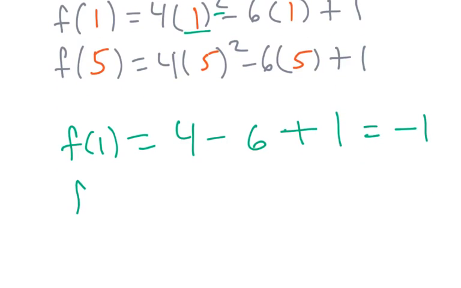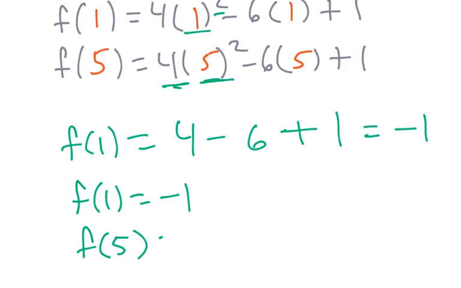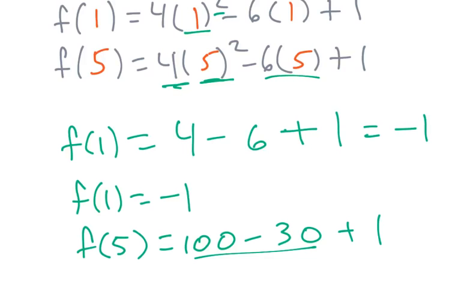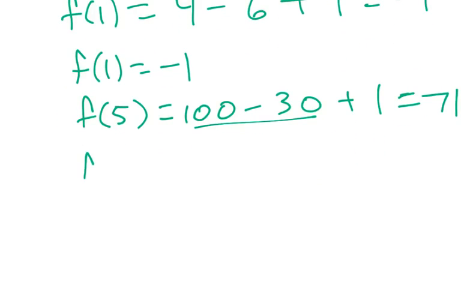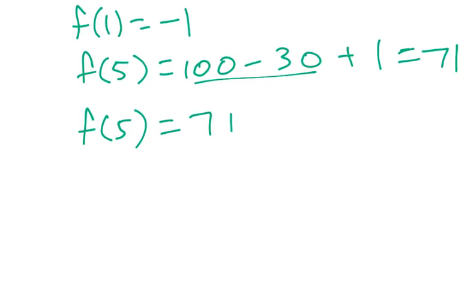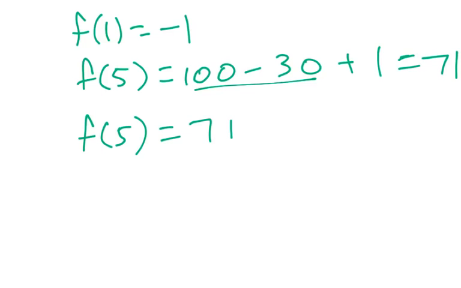So now I know f of 1 is negative 1, and f of 5 is going to be 5 squared is 25. 25 times 4 is 100. 6 times 5 is 30, plus 1. So this is 70 plus 1, which is going to be 71. So now I also know that f of 5 is 71.